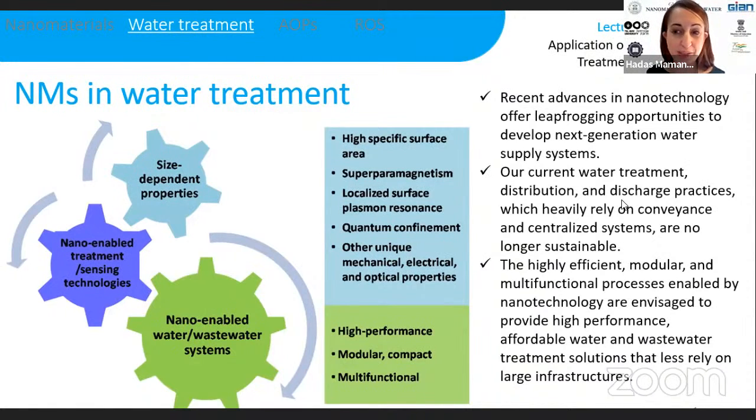Our current water treatment, distribution, and discharge practices heavily rely on conveyance to centralized systems. Centralized systems are not relevant in many cases because they require distribution systems and collection systems. And it's not the case in many places, so it's not relevant.